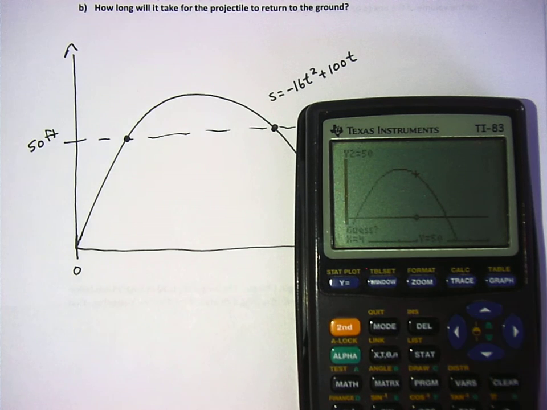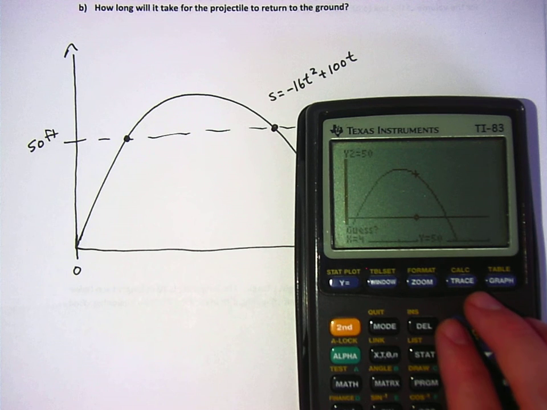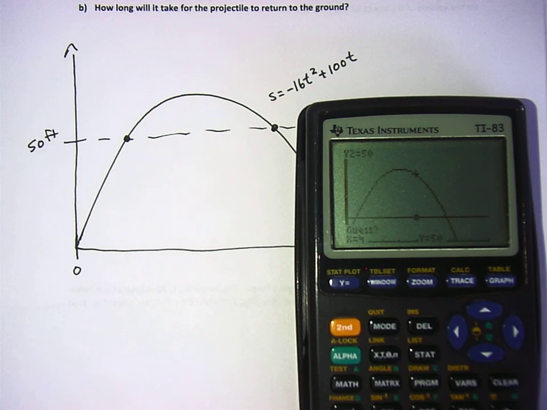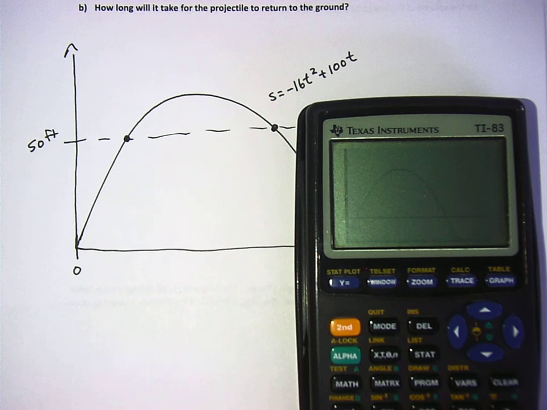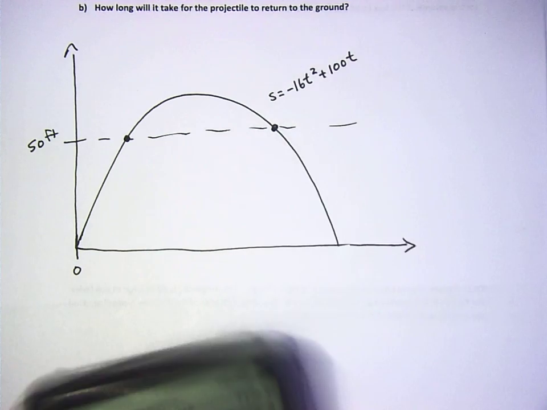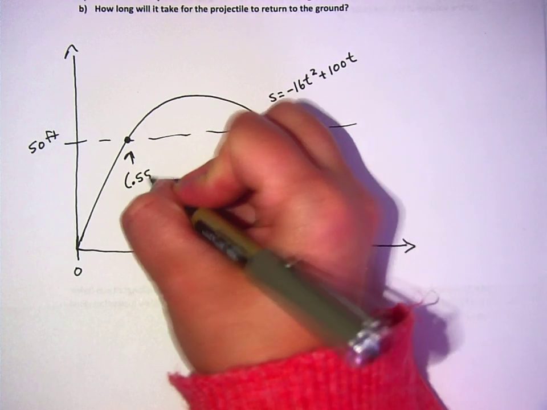It'll say, is this the first curve? Is this the second? Then it says guess. Why do you think it asks for a guess? Because there are two different spots of intersection. So now you need to walk on the line and get close to that other. Just closer to the left one than the right one. Doesn't have to be perfect. Hit enter. And it'll tell you that the intersection is when x equals 0.55 about and y is 50. So this point is 0.55 comma 50.